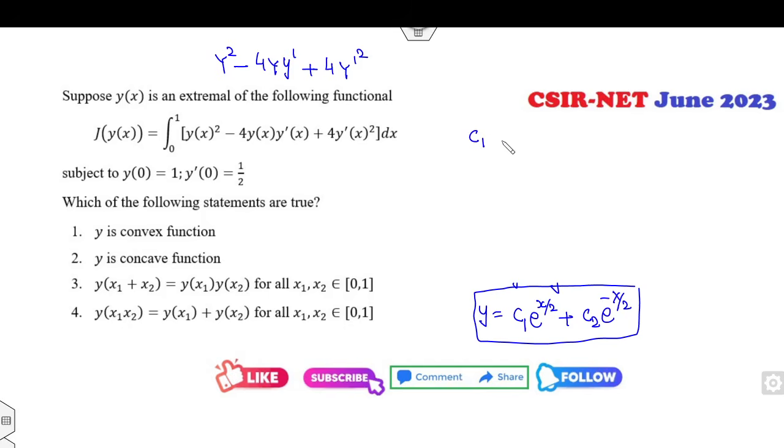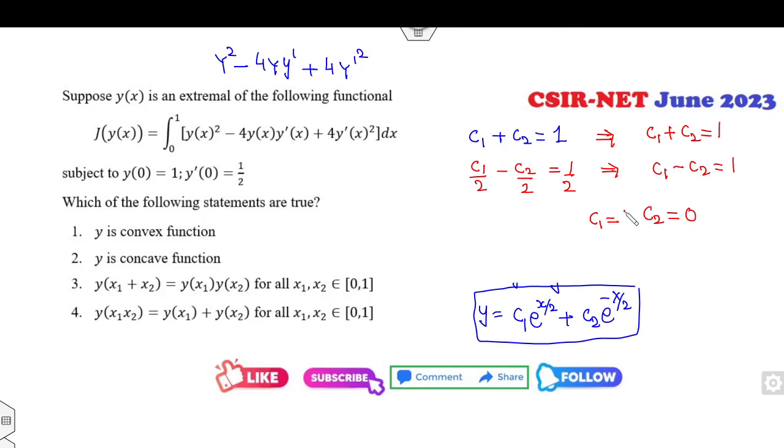So that means C1 plus C2 is, sorry, y of 0 is 1. And y dash 0. What is the y dash 0? It is C1 over 2 minus C2 over 2, which is my half. So from this case, we can say C1 plus C2 is equal to 1. From this case, we can say C1 minus C2 is equal to 1. So what is the right answer of this? C2 will be 0, C1 will be 1. So my right answer is y is equal to e raised to power x over 2.